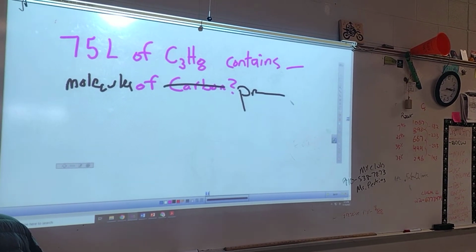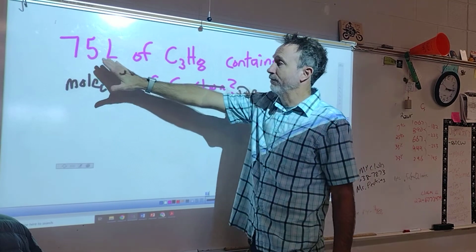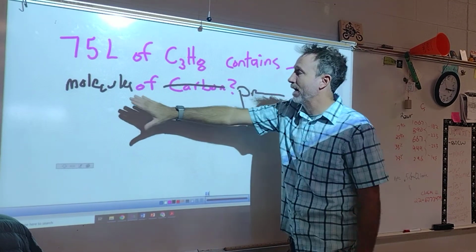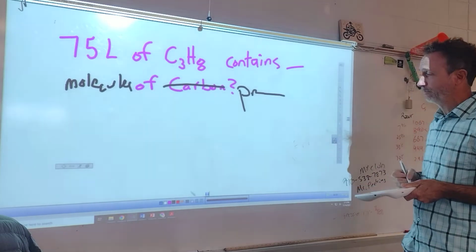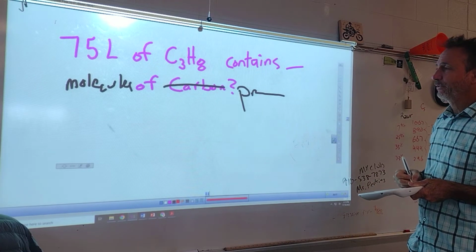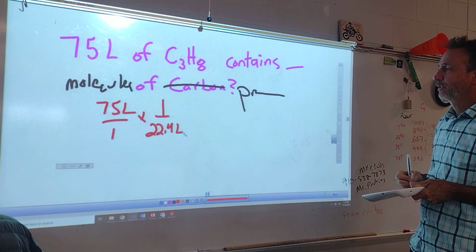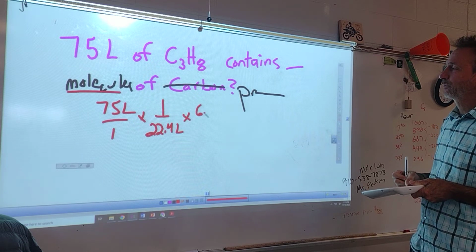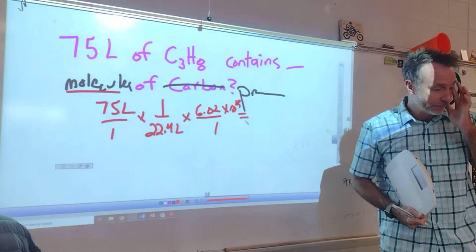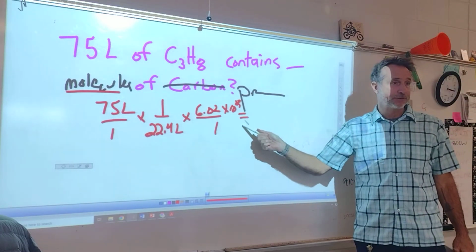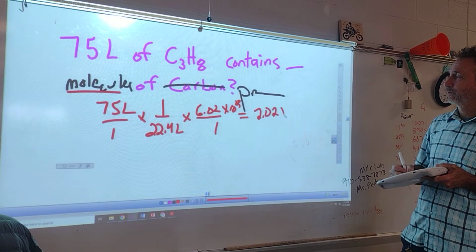So what we did was we changed this problem to make it one that we knew how to do. 75 liters of propane contains how many molecules of propane? If we just solved it like that, it's a regular two-step problem, and we just say 75 liters times 1 over the proper number for liters, times the proper number for molecules, 6.02 times 10 to the 23rd over 1. What number will this give us? 2.0 times 10 to the 24th.